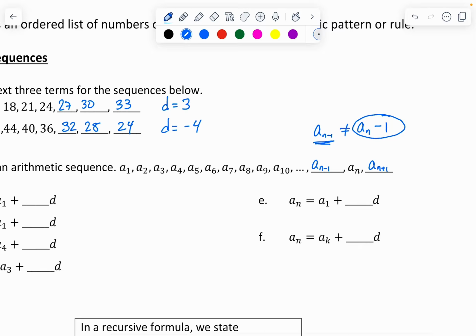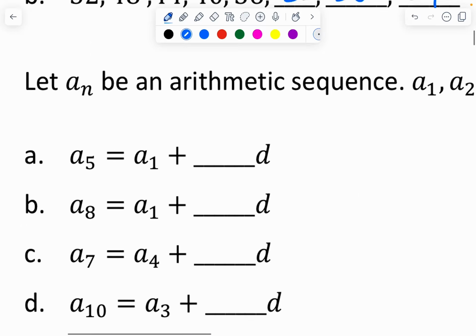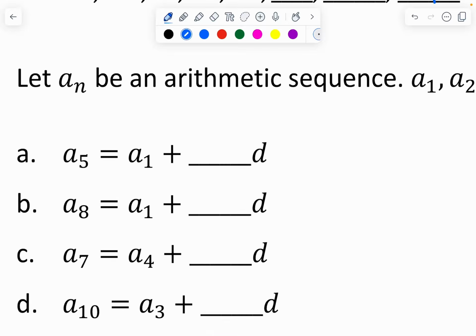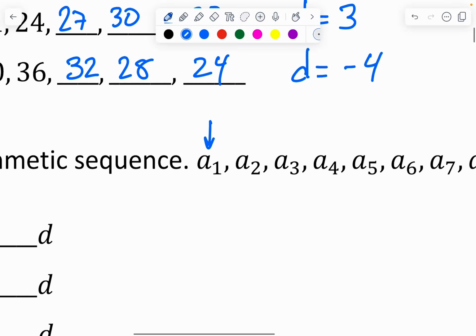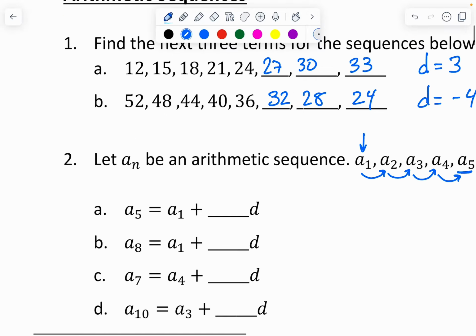Okay, so let's look at this a tiny bit. If I'm at the first term, and I want to get to the fifth term, I have to add my common difference 1, 2, 3, 4 times. And so my fifth term is equal to my first term plus the common difference times 4.